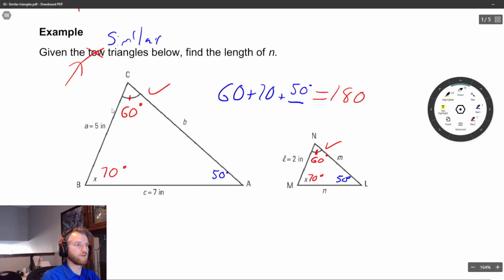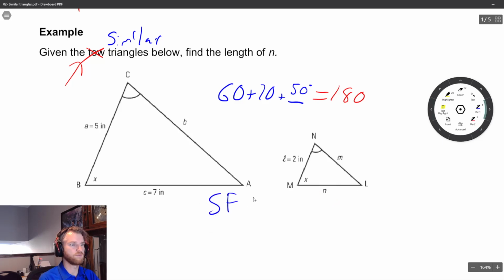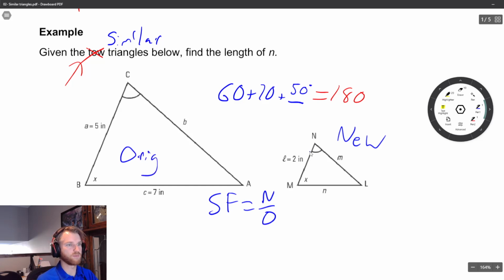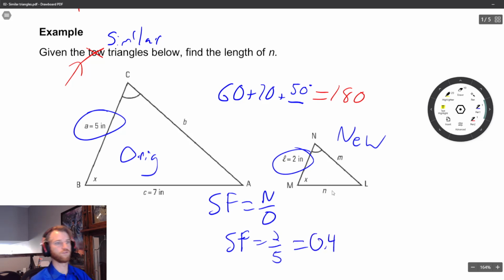Now that we know that, we can find out the scale factor. So I'm just going to erase this stuff here so it gets a little bit less confusing. And remember that our original goal was to find that side n. So the first thing we're going to do is find the scale factor. Scale factor is the new side divided by the original side. I'm going to call this one my new and this one my original. And I need to pick a pair of sides. So this 2 and this 5. So scale factor is 2 divided by 5, new divided by original, which is equal to 0.4. Okay, so my scale factor is 0.4.